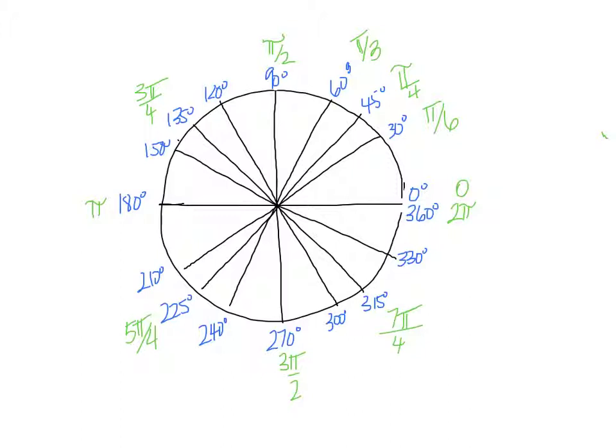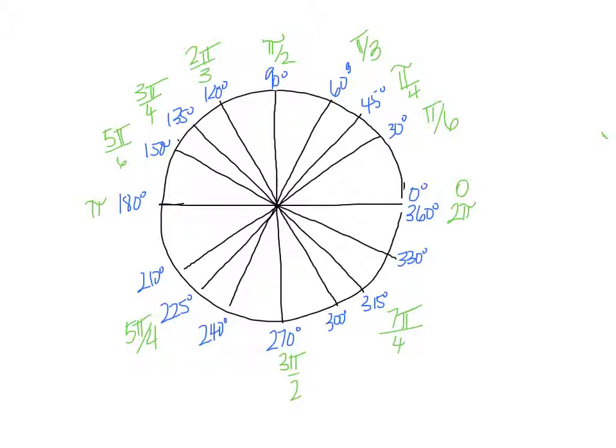Alright, so I had 1 pi over 6, 2 pi over 6 reduced. If I add on 30 degrees again, I'm at 90. What's that? 3 pi over 6, which is pi over 2. What about 120 degrees? 4 pi over 6, which reduces to what? 2 pi over 3. All right, what about 150? 5 pi over 6. And 180? 6 pi over 6, which is just pi.